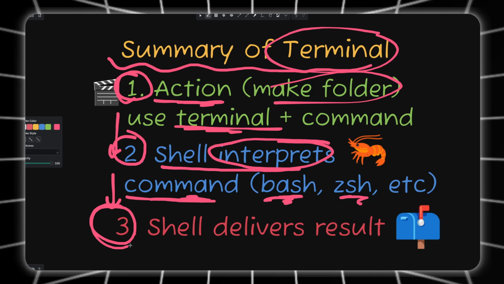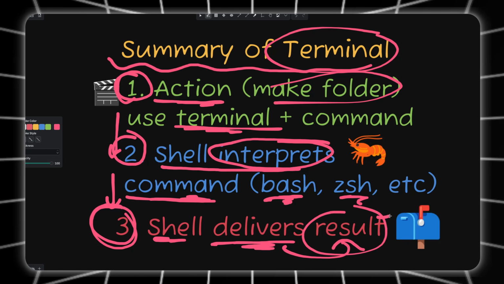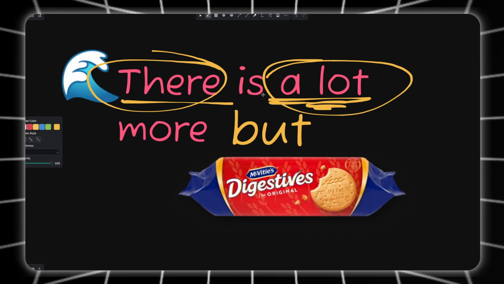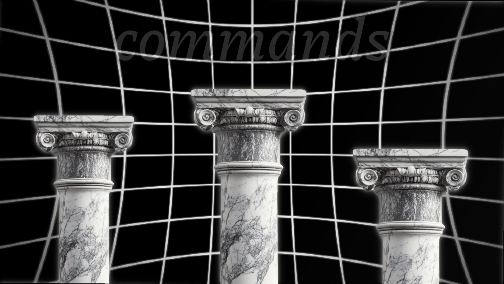Now, why am I saying delivers and not processes? This is because the shell gives the commands over to the operating system to perform, and there is a lot more to it with things like system calls and things like that, but I simplified it so it's easily digestible for you. Pillar 2, commands.